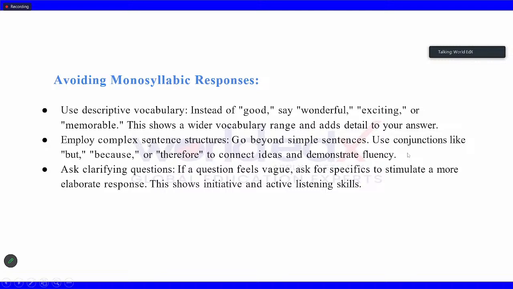Employ complex sentence structures. Go beyond simple sentences. Use conjunctions like but, because, or therefore to connect ideas and demonstrate fluency. Ask clarifying questions. If a question feels vague, ask for specifics to stimulate a more elaborate response. This shows initiative and active listening skills.